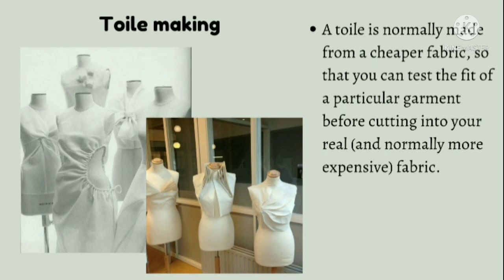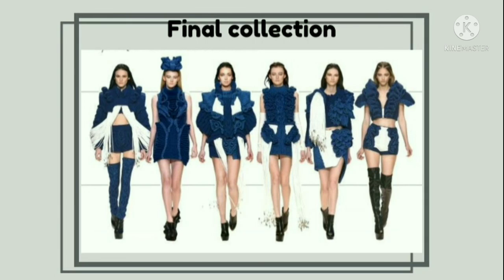Toile. A toile, also called muslin, is basically a draft version of a garment. A toile is normally made from a cheaper fabric so that you can test the fit of a particular garment before cutting into your real and normally more expensive fabric. Now, final collection range. When developing your collection, it is best to aim to have a minimum of 12 pieces or looks. If your budget allows, it would be great if you can have more than 12 pieces, of course, as a larger collection will allow for better exposure and versatility throughout the collection.